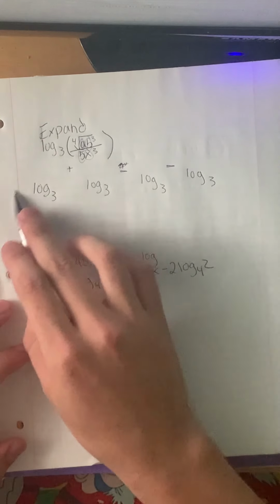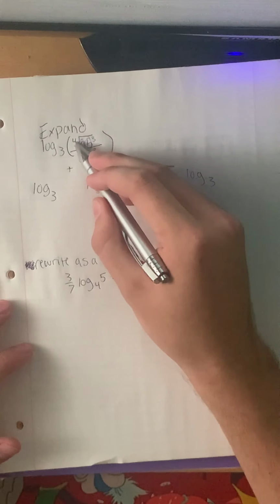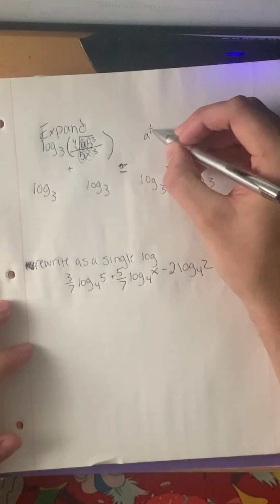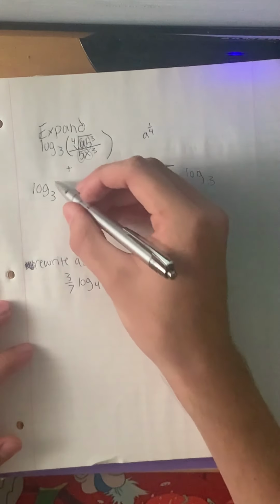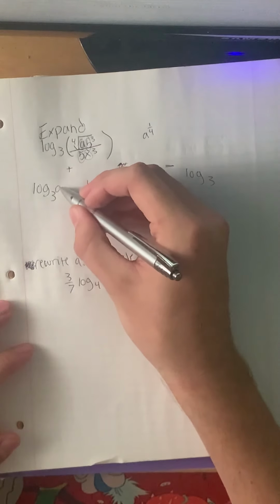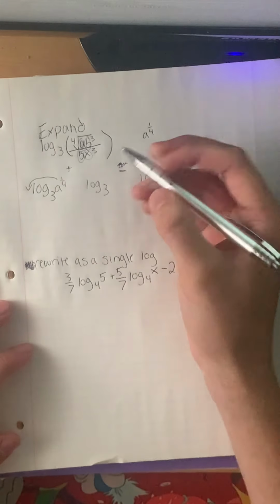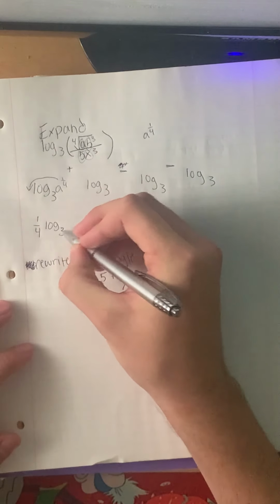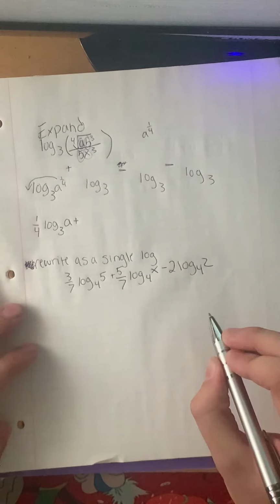Okay, so first we need to see if we're going to have anything out front here. That's going to be our exponent. So we see that a is under the radical with a 4, so that'd be the same thing as a to the 1/4 power, right? With these, we bring our exponents out front. So it'll look like 1/4 log base 3 a. And we know we're multiplying, so it's going to be adding to the next one.